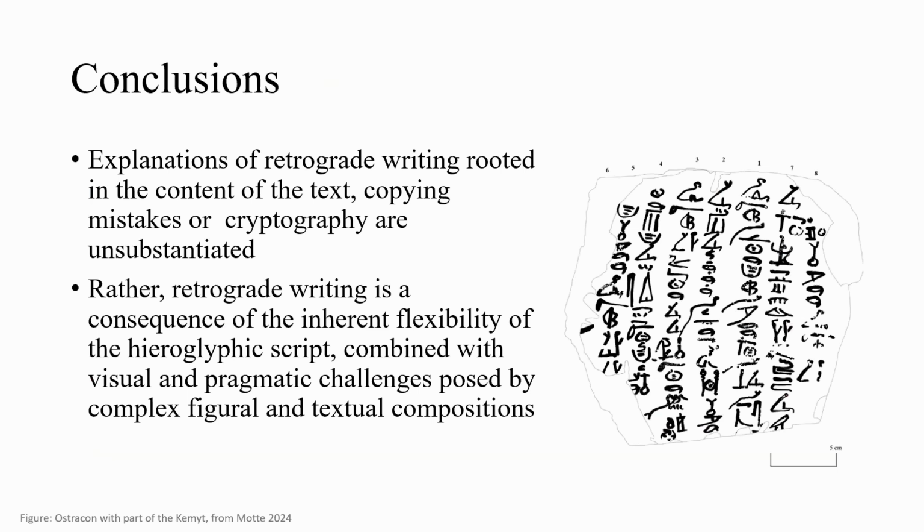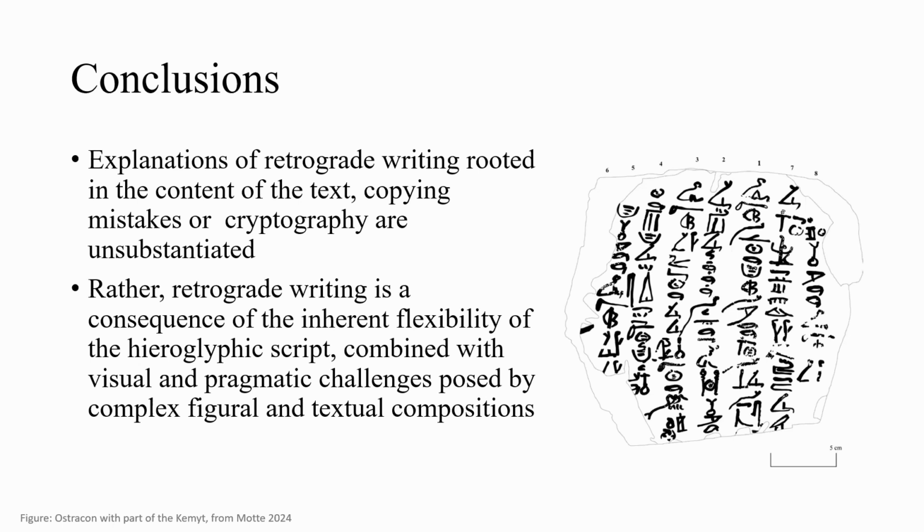Before I conclude, I would like to introduce to you my favorite example of retrograde writing, which is this ostrakon or potsherd, which contains a student exercise. As you can see, it's somewhat clumsily written. And it's a version of the Kemit, which was a text used for students. And as you can see, the text begins in column 1. The text itself faces to the right. And it goes in the usual prograde direction, as you would expect.